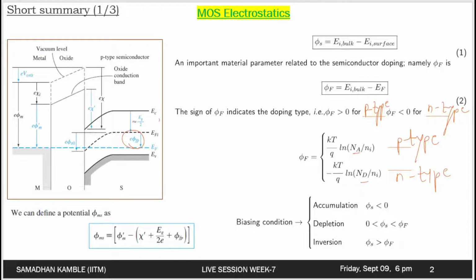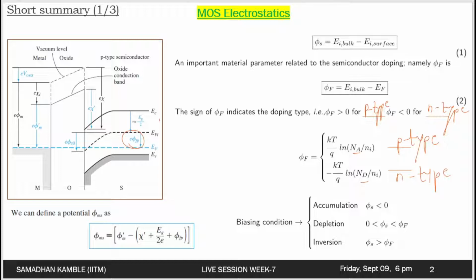Also, the parameters phi s and phi f are extensively useful in specifying the biasing state inside the semiconductor. Clearly at flat band condition, phi s is going to be 0 because there won't be any band bending. Moreover, phi s is equal to twice phi f at the depletion-inversion transition point. So we saw that this is a threshold potential, and with phi f positive inside the p-type semiconductor, it follows that the biasing conditions are as follows.